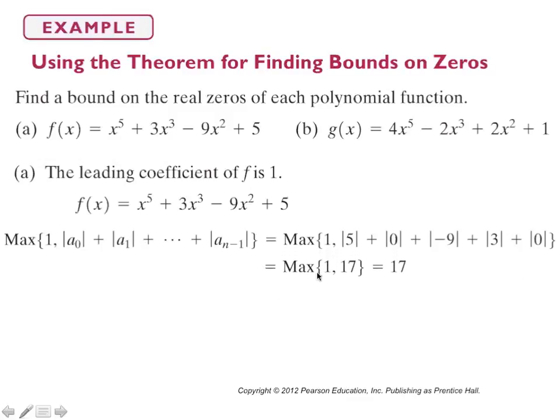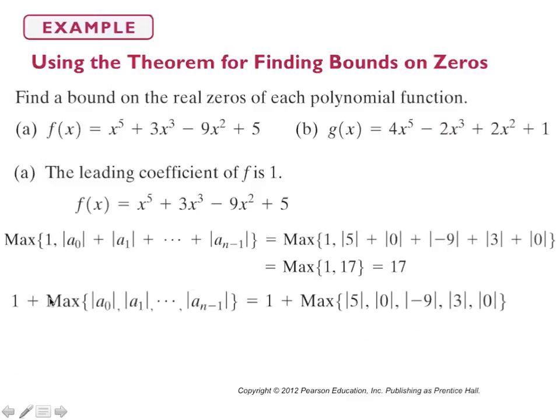If you do that, what we have is the maximum between 1 and 17. That's what you get if you add 5, negative 9, and 3, taking the absolute value of all of those. So we know that the maximum between 1 and 17 is going to be 17 since that's larger.